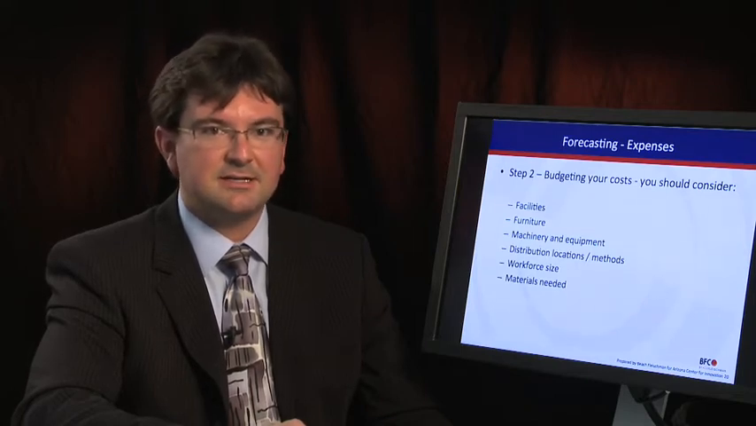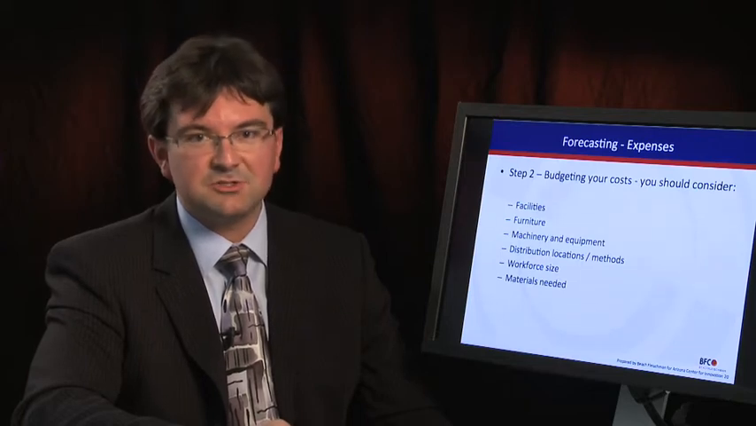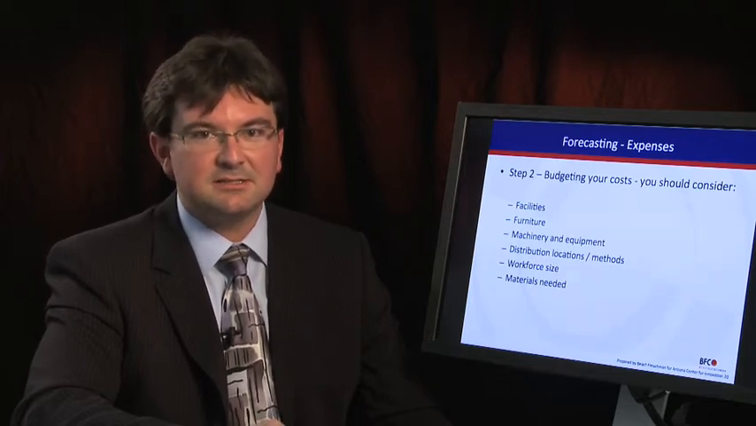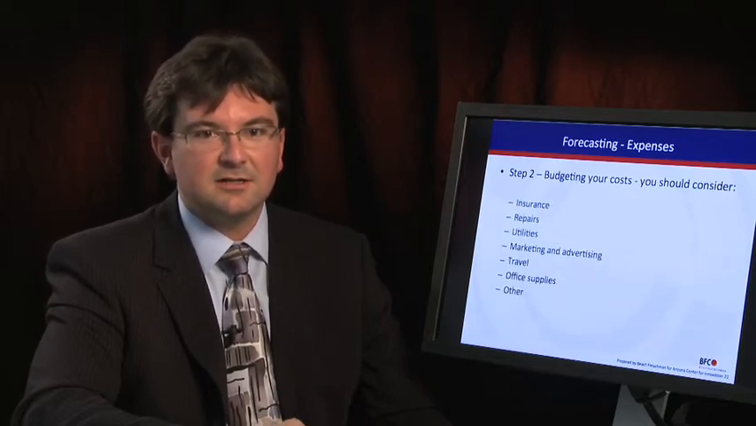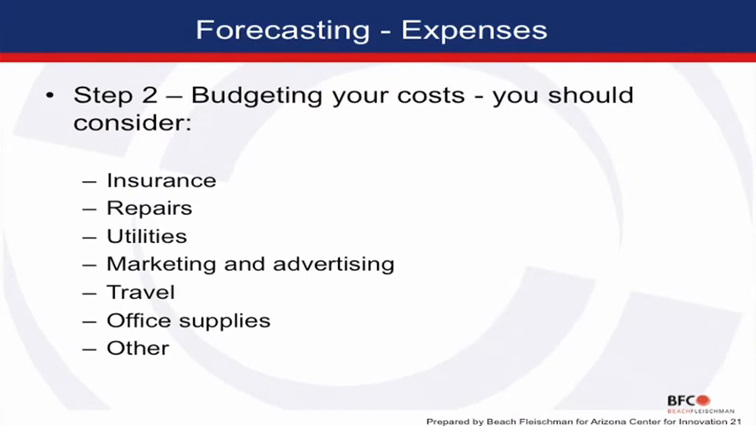Is your product something in a manufacturing process where there's going to be a lot of inputs? The things that George talked about when he was discussing inventory. Other inputs: insurance costs, the cost to repair the equipment and machinery and the facilities that you're working out of. Utilities, marketing and advertising. You're going to have to get the word out about your product and incur costs doing so. Do you need to travel?